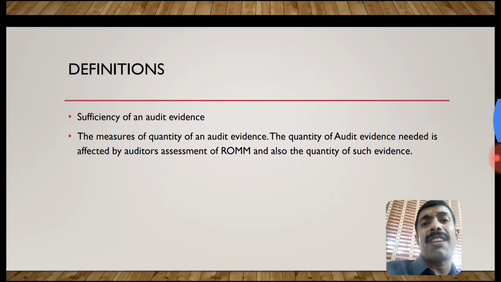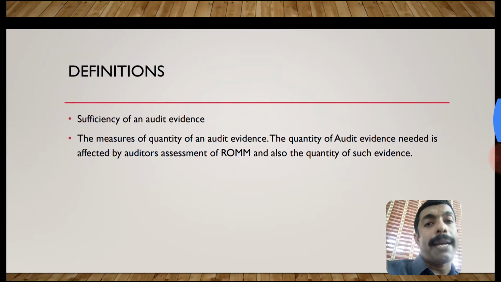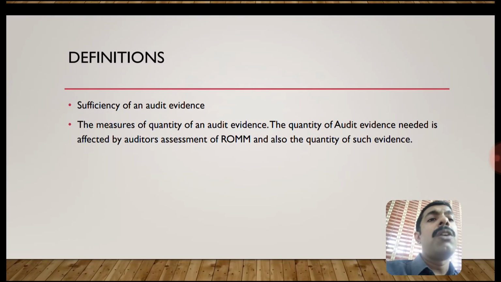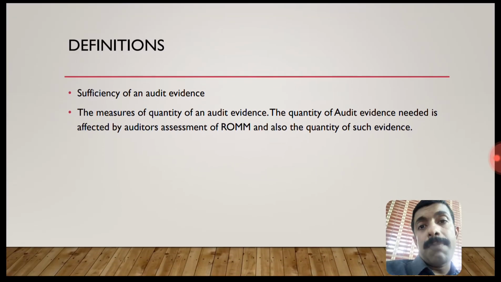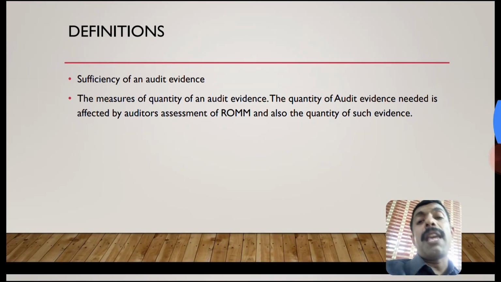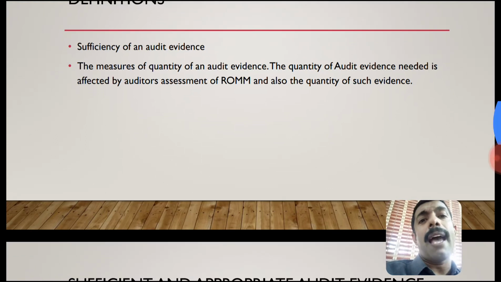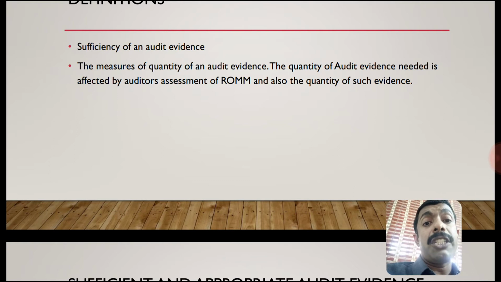and the quantity factor is called the sufficiency factor. How much quantity of audit evidence is to be obtained is based on the auditor's assessment of risk called risk of material misstatement. In a high ROMM situation, the auditor has to examine more quantity than in a low ROMM situation.